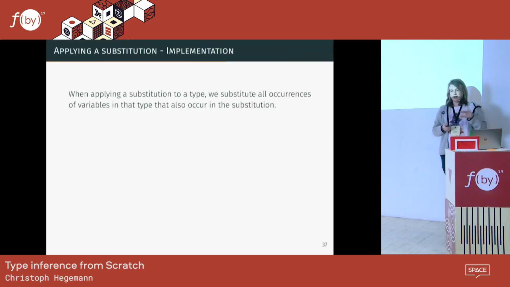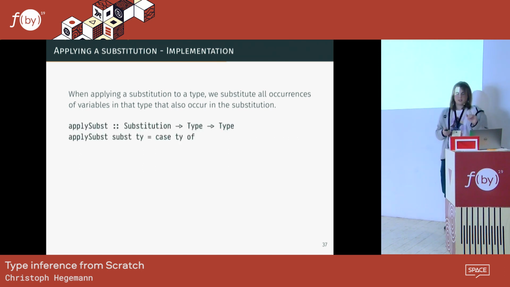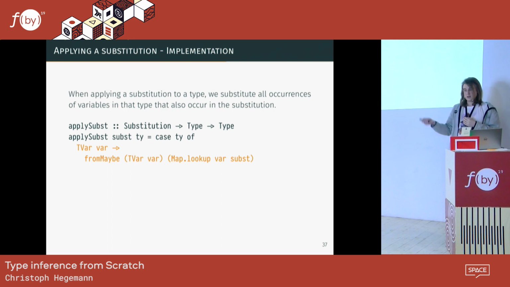And so when applying a substitution to a type, we're looking at the implementation here. What we do is we say, if we're looking at a variable, we're going to look that variable up in the substitution. And if it's there, the type in the substitution is the thing we're going to return. And if it's not in the substitution, we're just going to return the type variable again. Types that don't appear in the substitution remain untouched.